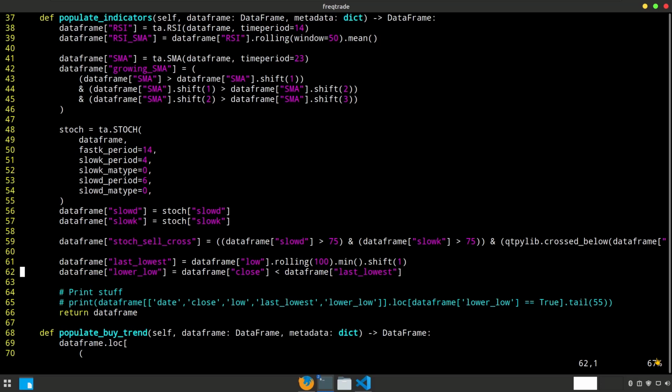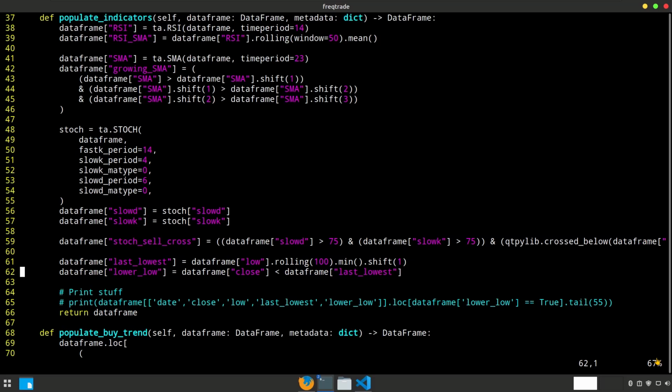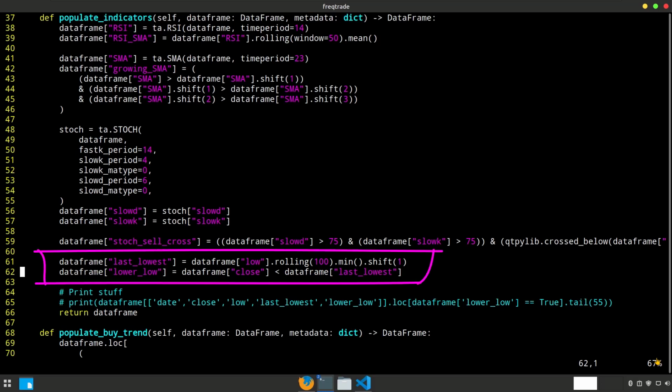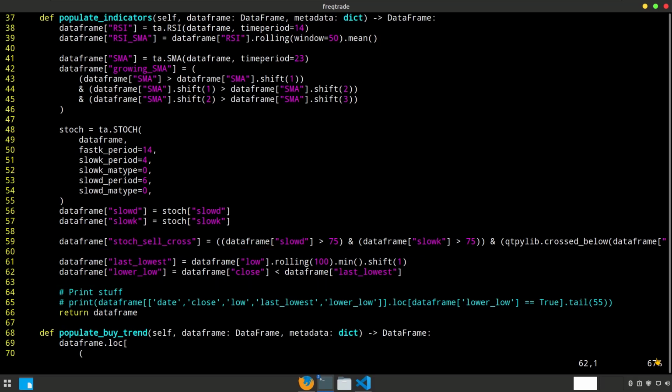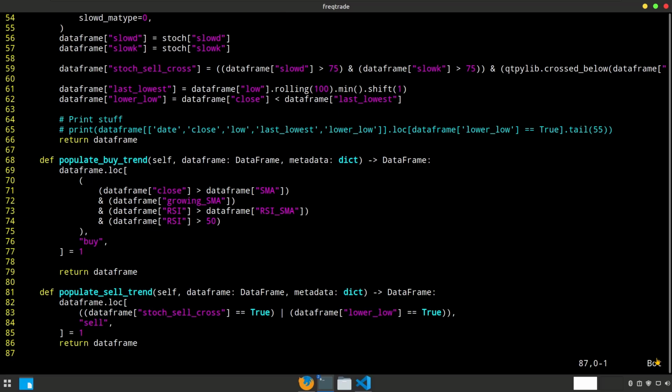There is also a custom trigger called stock sell cross, and that gives a true value if the slow D and slow K value are above 75 and then the slow K crosses below the slow D. Also, there is another exit signal configured that uses a saved lowest low candle value over the last 100 candles, and when price comes below that value, then an exit signal is given. You can also see this in the buy and sell trend functions further down the code.